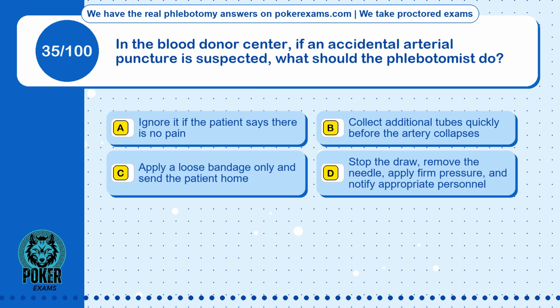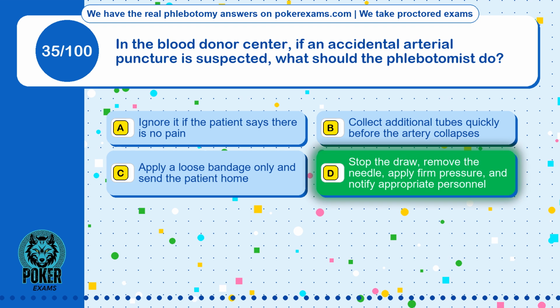Question 35. In the blood donor center, if an accidental arterial puncture is suspected, what should the phlebotomist do? Option A. Ignore it if the patient says there is no pain. Option B. Collect additional tubes quickly before the artery collapses. Option C. Apply a loose bandage only and send the patient home. Option D. Stop the draw, remove the needle, apply firm pressure, and notify appropriate personnel.